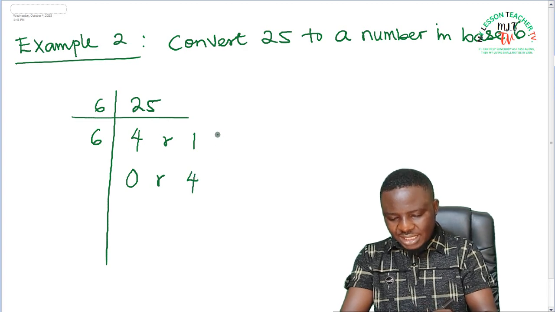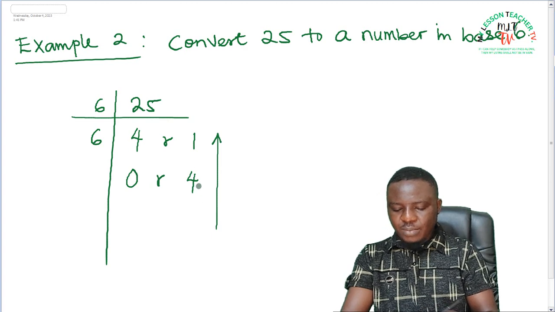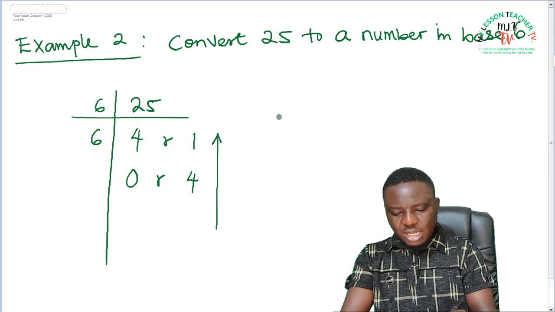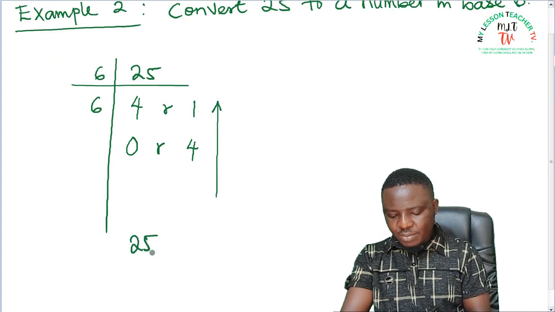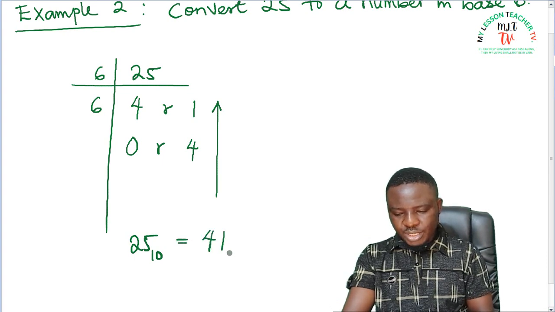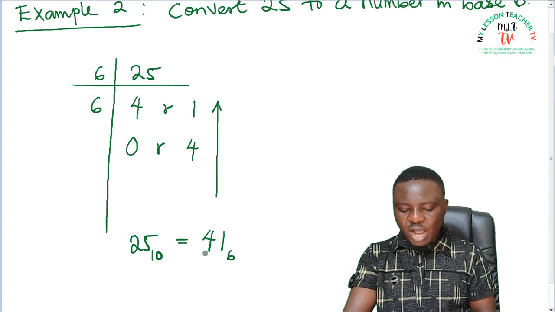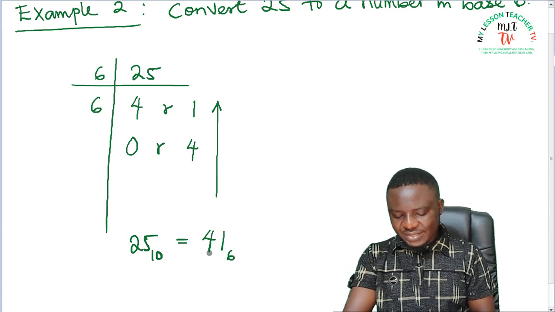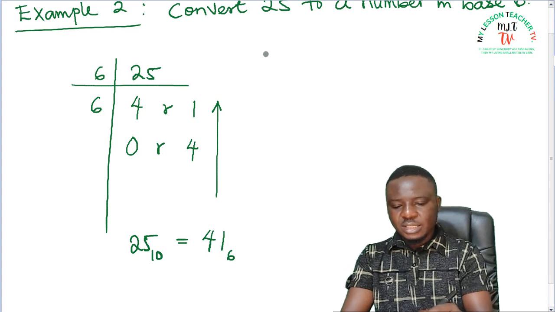In rewriting this, or in getting our values, we pick the remainders beginning from the bottom to the top. So what this means now is that 25 in base 10 is equal to 41 base 6. What this means is that we have 4 groups of 6, remainder 1. And if you look at it, it's the same thing.